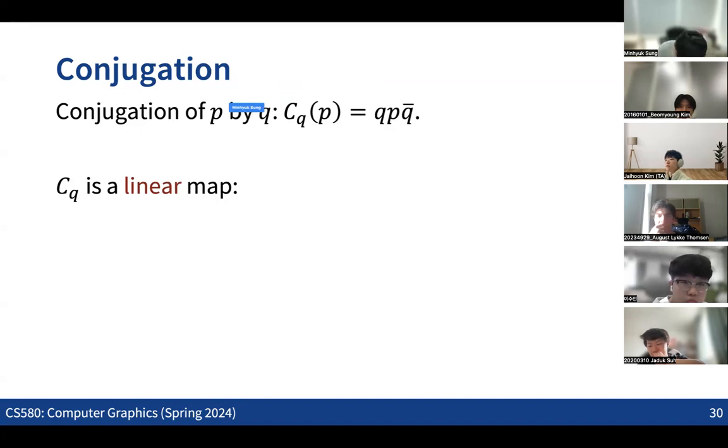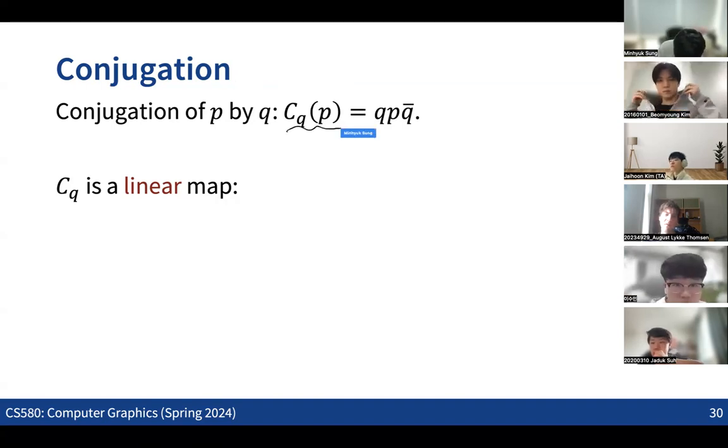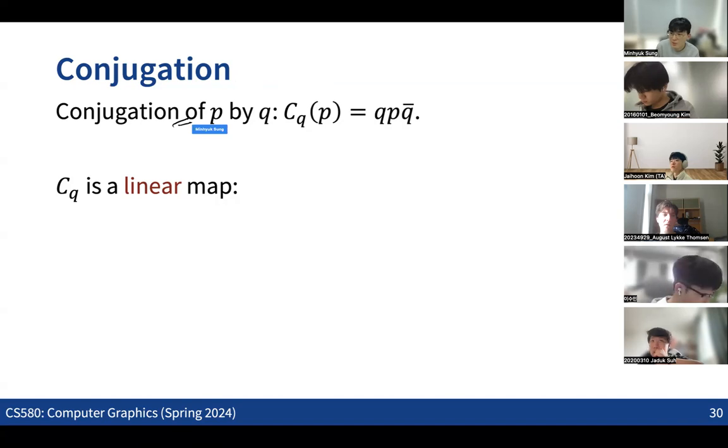Again, this means that the conjugation of P by Q is making the conjugation operation with Q, the operation C_Q, which is applied to the other quaternion P. You can see that this operation has this form. If you multiply the quaternion Q and its conjugate on the left side and the right-hand side, it becomes the conjugation operation. And we are going to see the reason why we look at this conjugation operation.